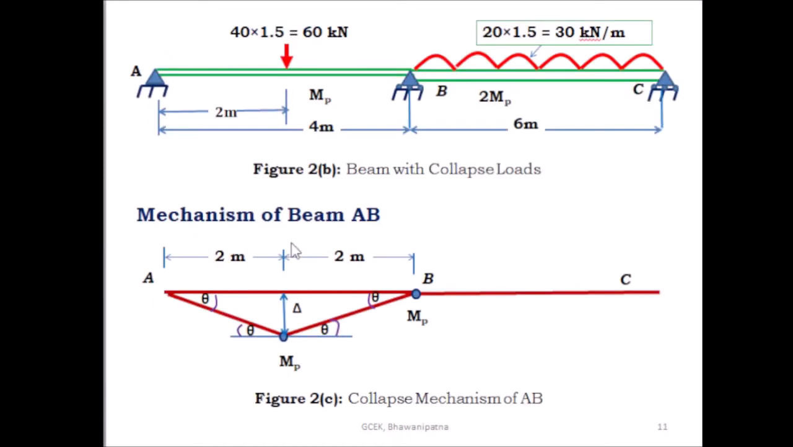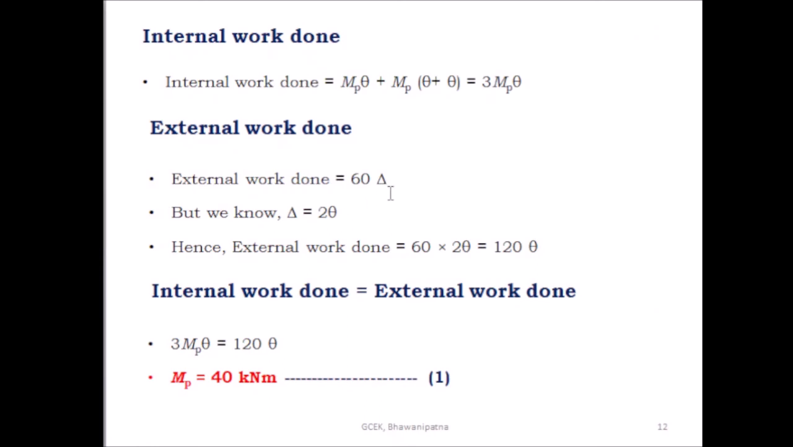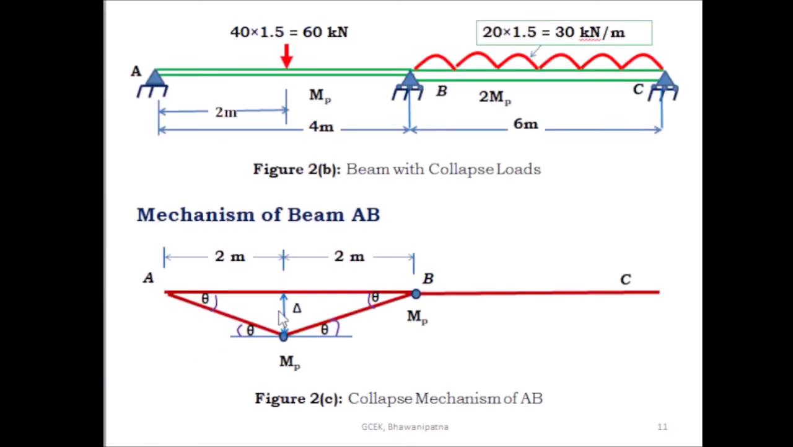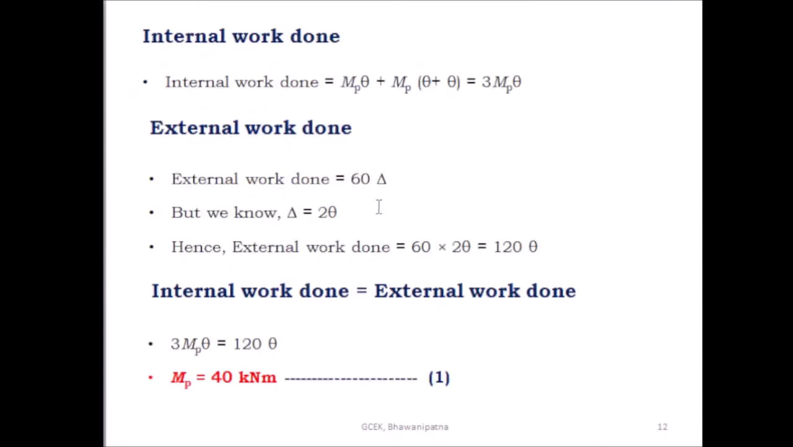Then find out the external work done. So here this is the collapse load and this is the virtual displacement. So the external work done you can find out by multiplying the collapse load with the virtual displacement. So the external work done is equal to 60 into delta. What you know, delta is equal to 2 into theta. You have to put here delta is equal to 2 into theta. Hence the external work done is equal to 60 into 2 theta. This is equal to 120 theta.